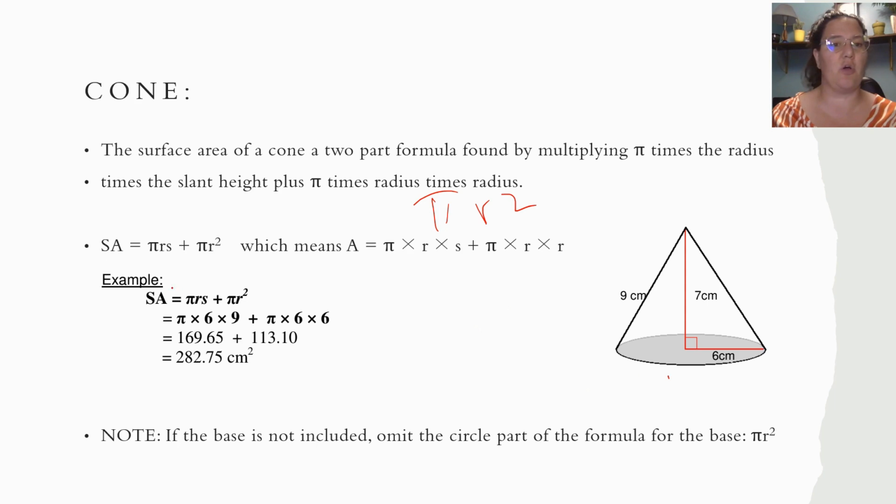So the surface area of a cone is pi r S, and this S stands for the slant. If you were making a right angle triangle, this would be the hypotenuse. And plus pi r squared, which is one circle.